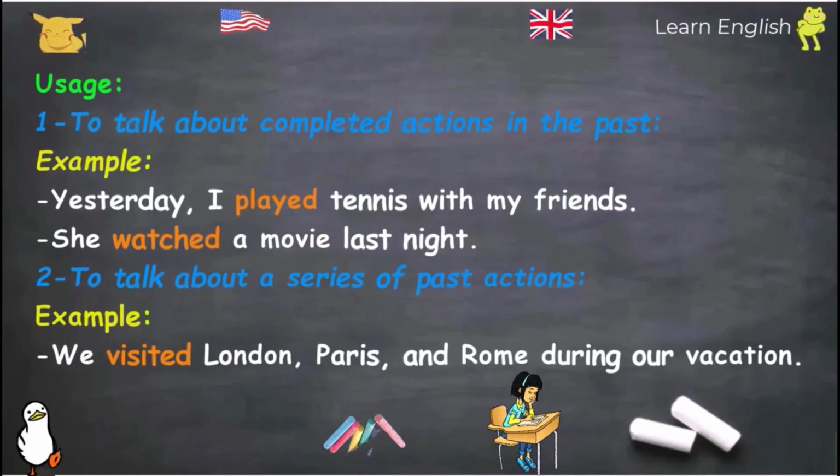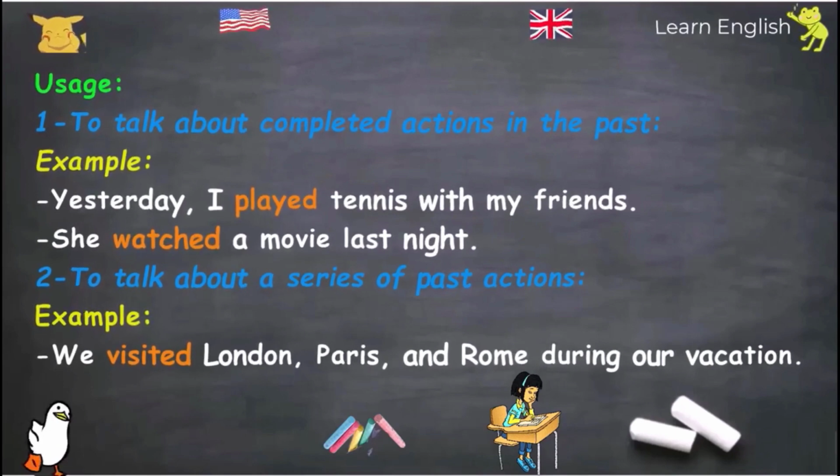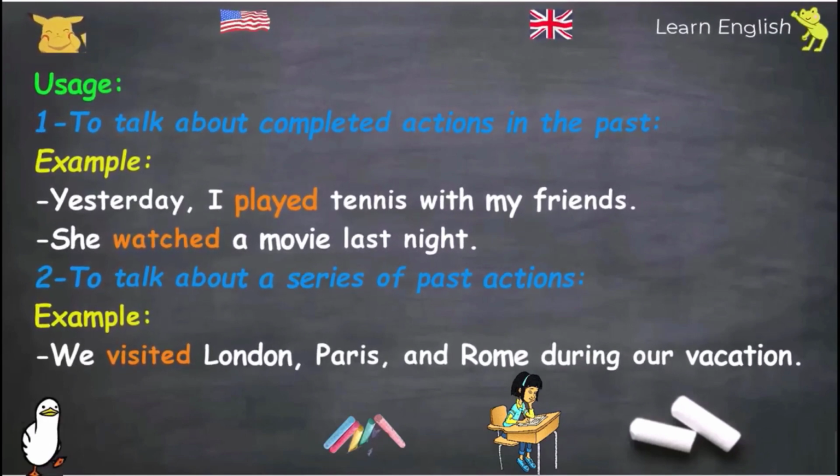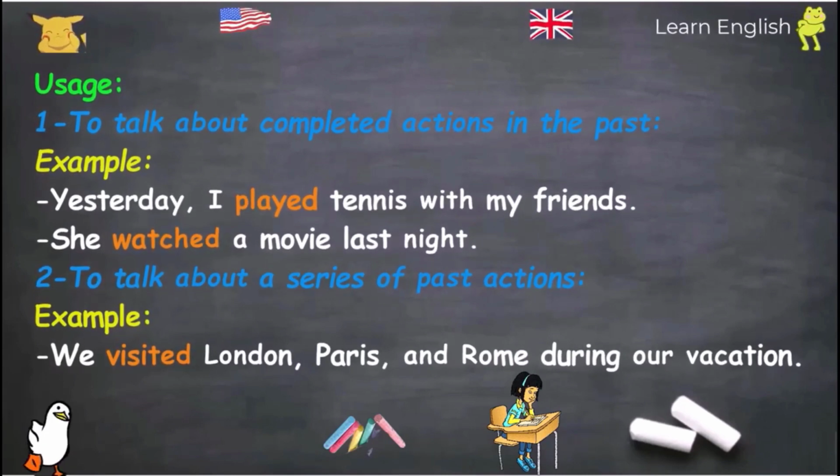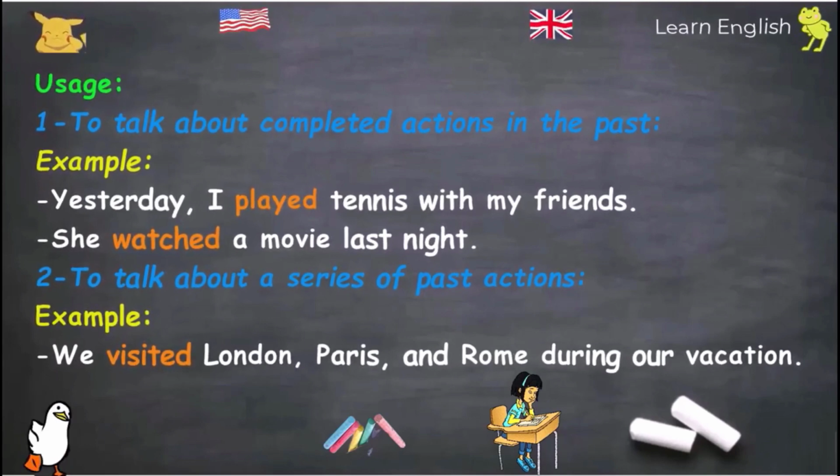Usage. To talk about completed actions in the past. Yesterday, I played tennis with my friends. She watched a movie last night. To talk about a series of past actions. We visited London, Paris, and Rome during our vacation.